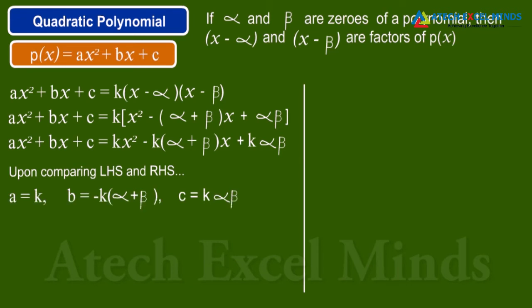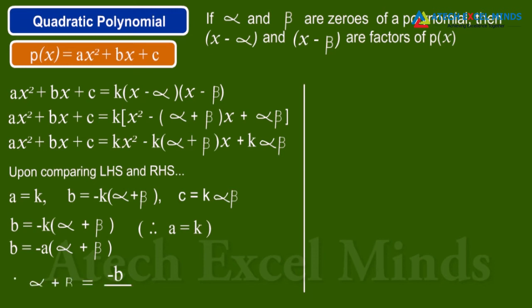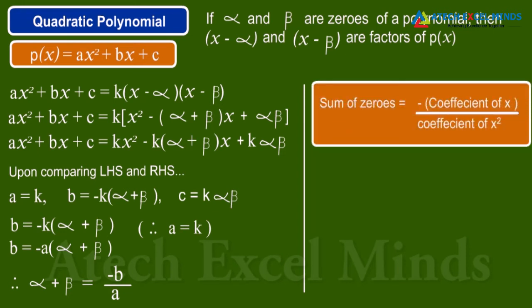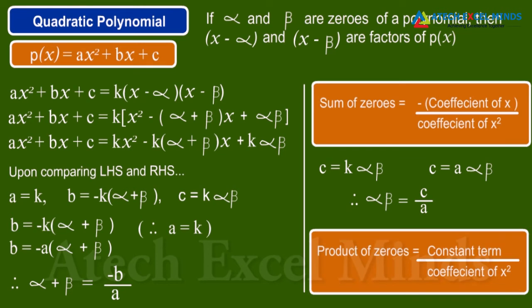Upon substituting k as a, we get alpha plus beta as minus b upon a. Hence, sum of zeros is equal to minus of coefficient of x upon coefficient of x square. We get alpha into beta as c upon a. Hence, product of zeros is equal to constant term upon coefficient of x square.